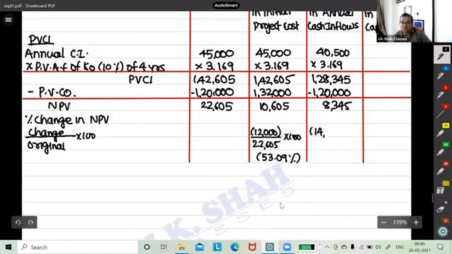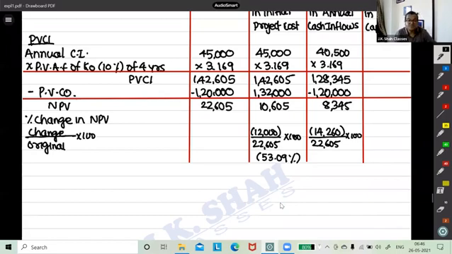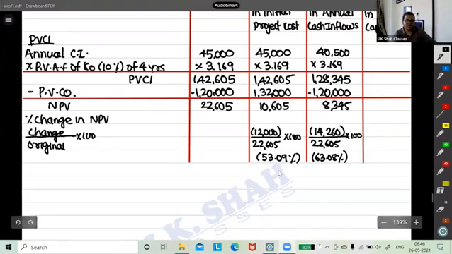Negative 14,260 divided by the original NPV, 22,605, into 100. It came to 63.08% negative, an adverse change. Yes, correct. 63.08.